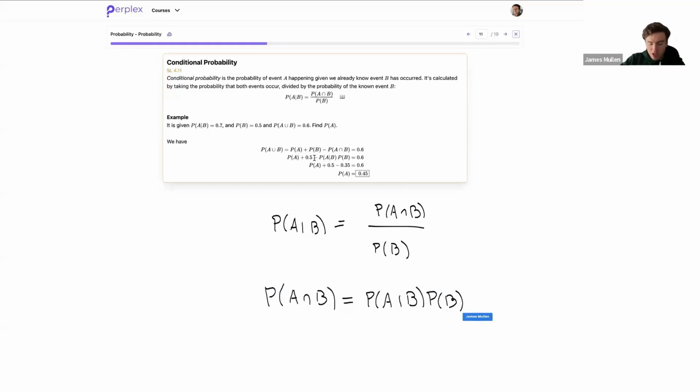Okay. And I'm doing that because those are the things that I know, and I don't know what the value of P of the intersection is. Okay. So I write the intersection as P of B times the probability of getting A given that I have B. And that gets me to this equation here. And I know now that P of A given B is 0.7 and that P of B is 0.5. So multiplying them together gives me 0.35. And if I simplify everything, I find that the probability of A is 0.45.